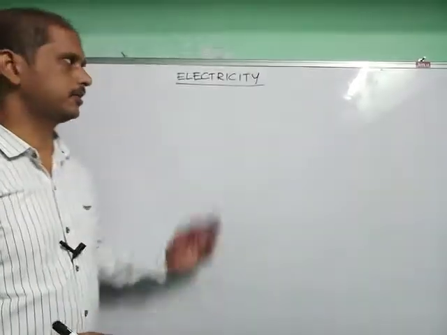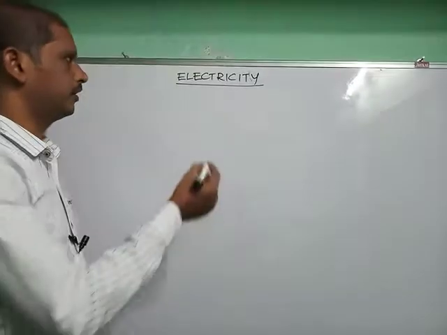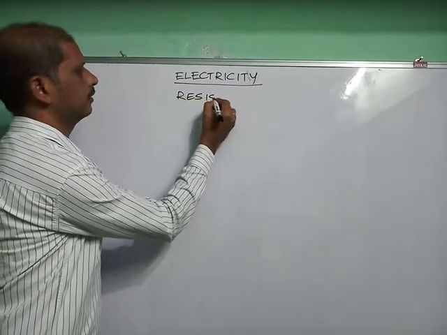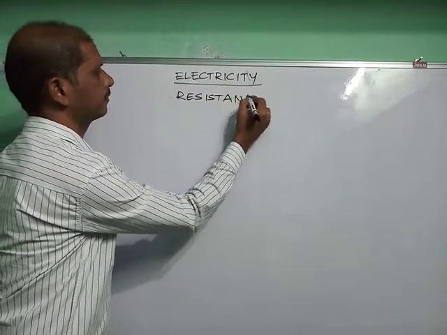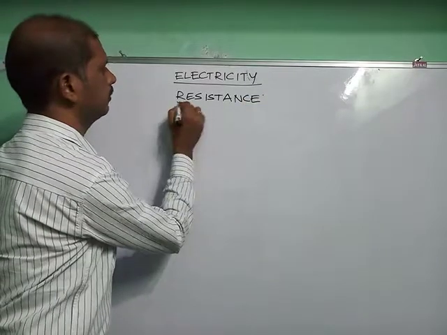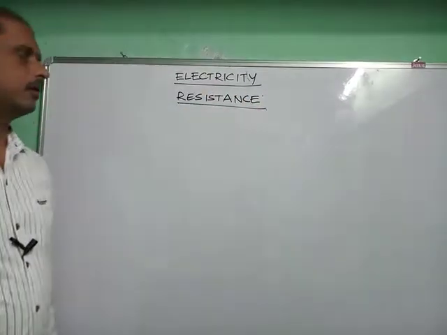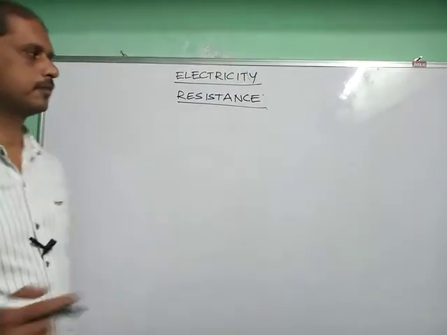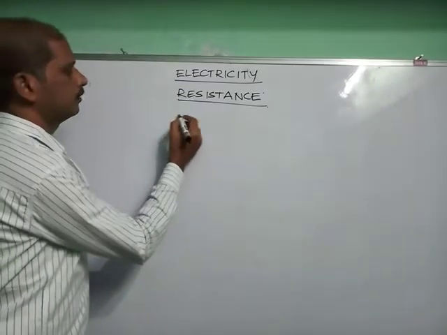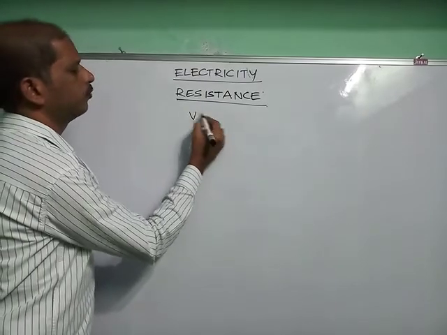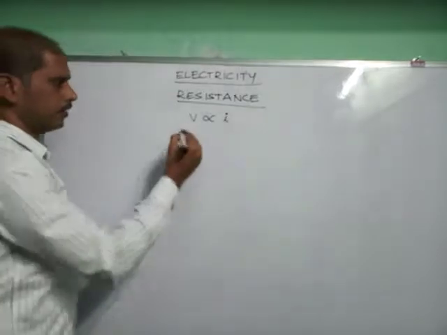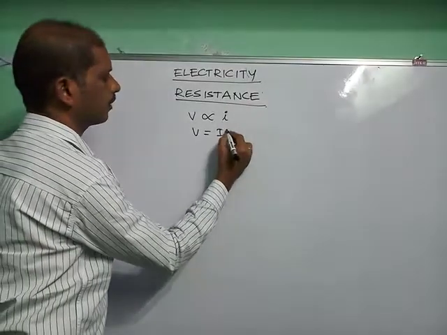Now, in electricity, the important concept is resistance. What is meant by resistance? We will discuss that now. Let us recapitulate Ohm's law once. From Ohm's law, we can say that potential difference is directly proportional to electric current. From that, you can write V = IR.